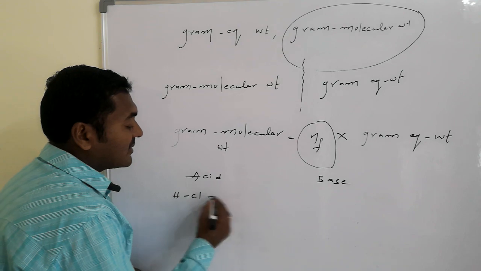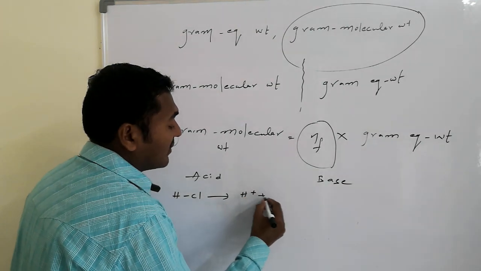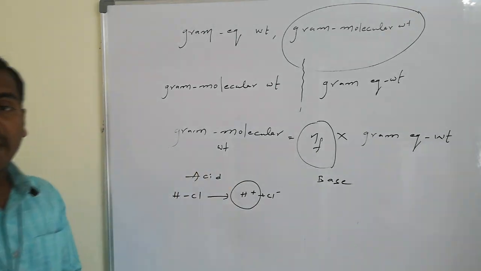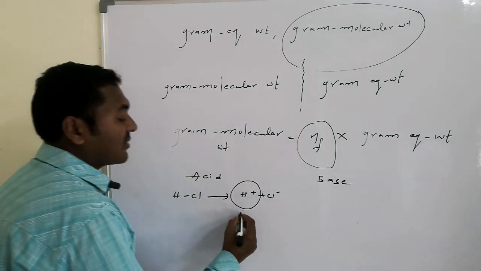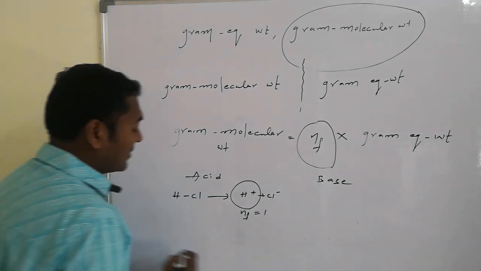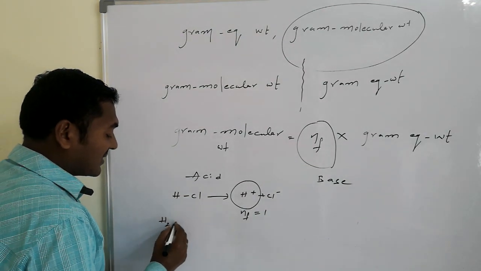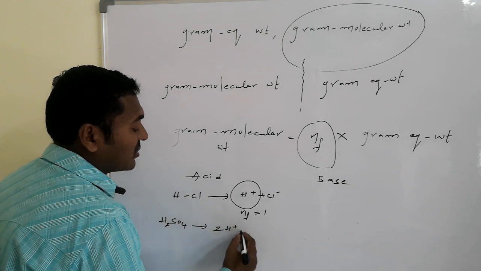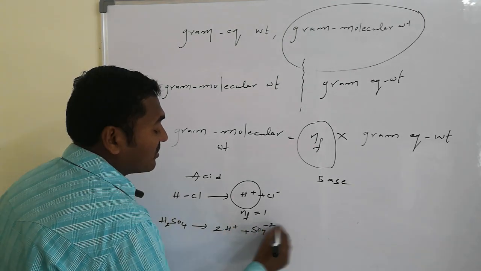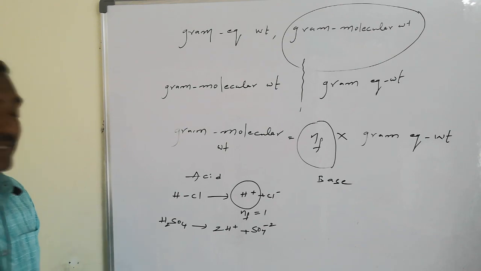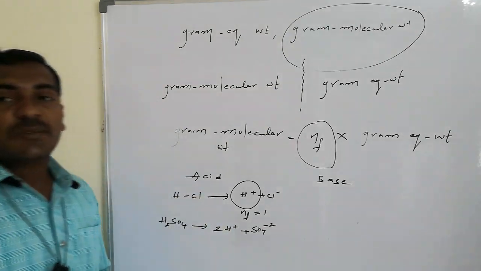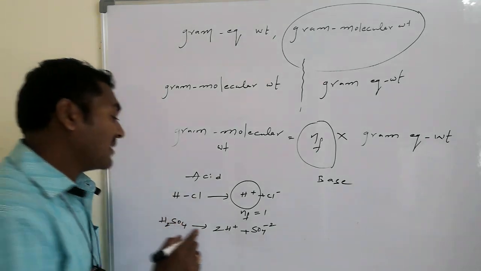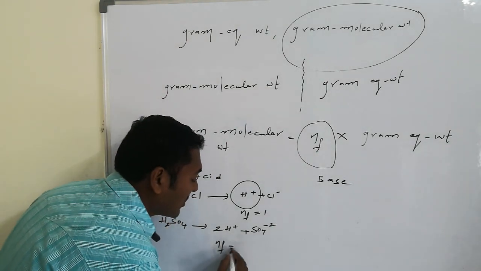Suppose it is HCl, HCl generates one H plus ion followed by one Cl minus ion. One molecule is generating one active species, hence its n factor will be equal to how much? 1. Suppose I go for sulfuric acid, a dibasic acid. It generates 2 H plus ions followed by SO4 2 minus. As H plus ion is the active species, from every one molecule 2 H plus ions are generated, hence its n factor will be equal to how much?